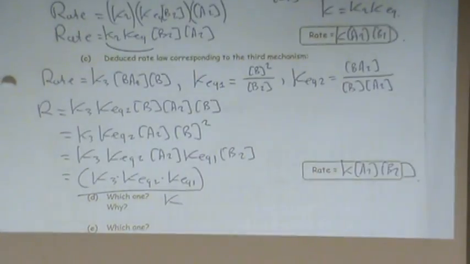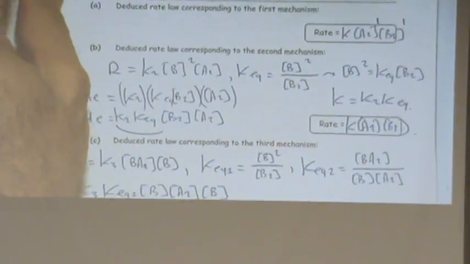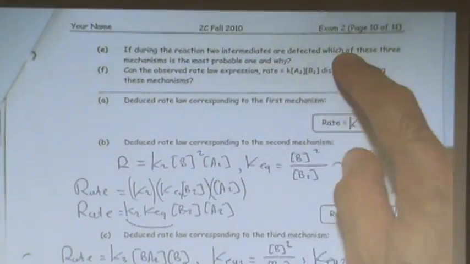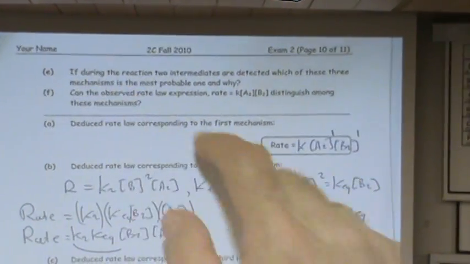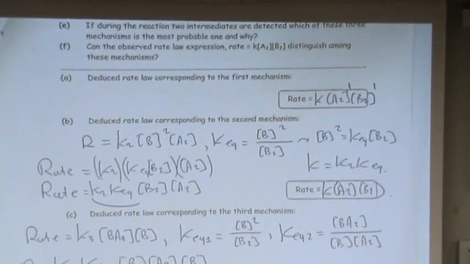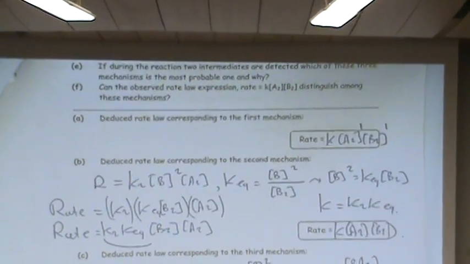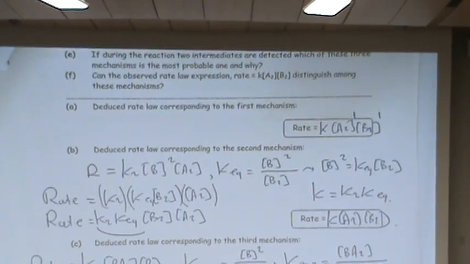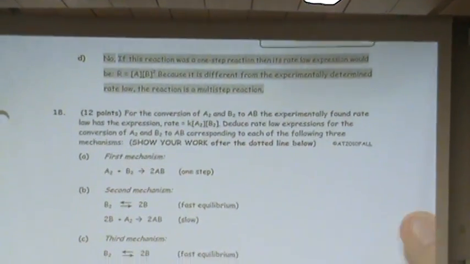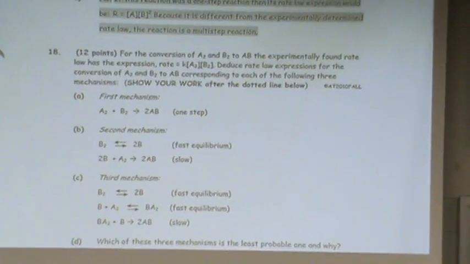The other question is, if during the reaction 2 intermediates are detected, which of these three mechanisms is the most probable and why? Which one? Look at the mechanism again. You have to look at the mechanism to be able to decide. Okay? The third one, why?